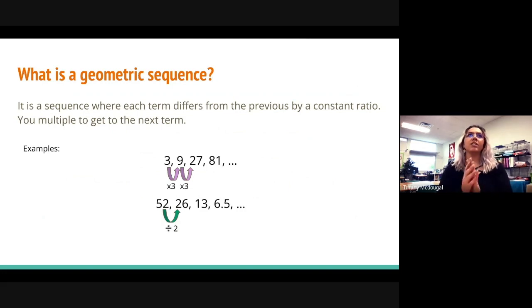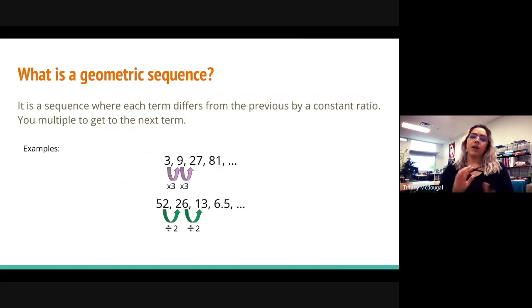But we can see on this one that this sequence is going down. So as before with arithmetic, we had addition whenever we saw the sequence increasing. We saw subtraction whenever the sequence was decreasing. With geometric, when the sequence is increasing, we see multiplication. And then whenever it is decreasing, we are actually dealing with division. So we can see 52, if I divide that by 2, I get 26. And then again, with 26, if I divide that by 2, I get 13. And if I divide 13 by 2, I get 6.5. If I wanted the next term, I would divide 6.5 by 2.